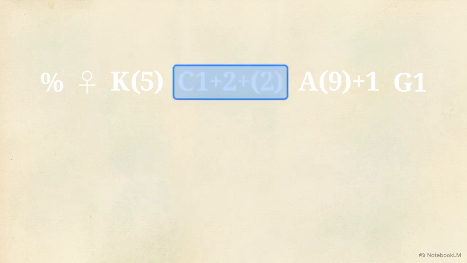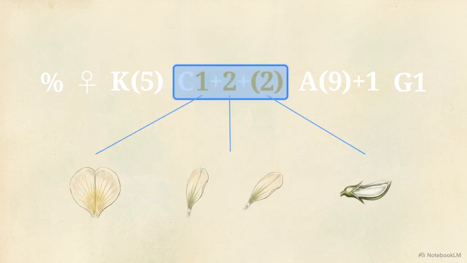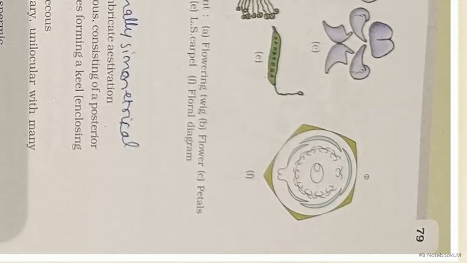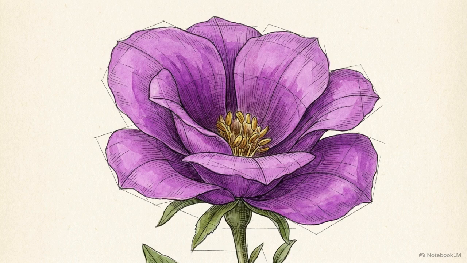Now look at the Fabaceae line. We see bilateral symmetry and the exact mathematical signature for vexillary aestivation, a 1+2+2 petal arrangement. This diagram illustrates the diadelphous stamen arrangement mapped by the formula: 9 male stamens physically fused into a bundle, with one left independent. We have successfully translated abstract text back into precise three-dimensional biological realities.